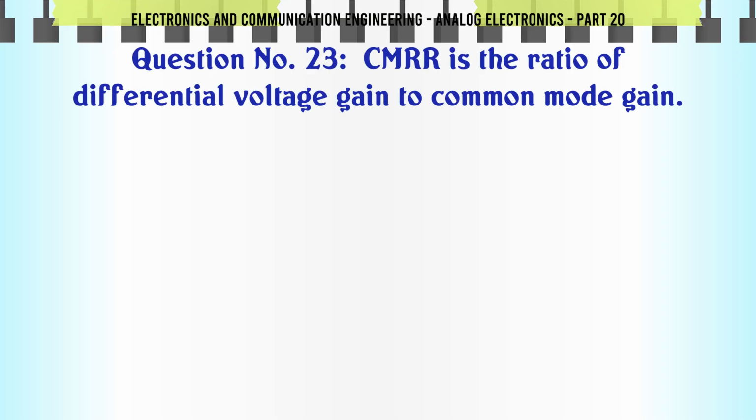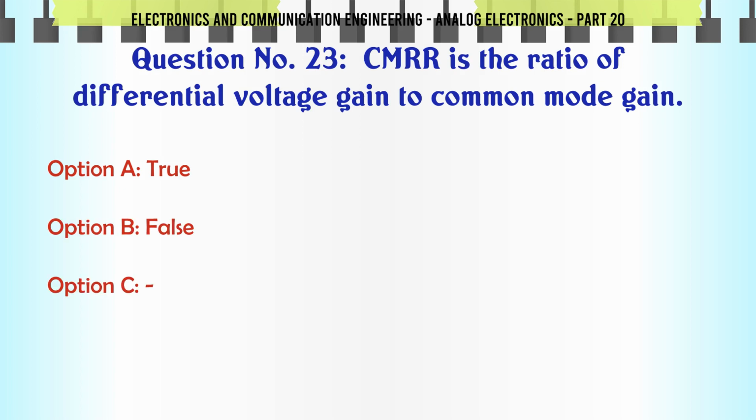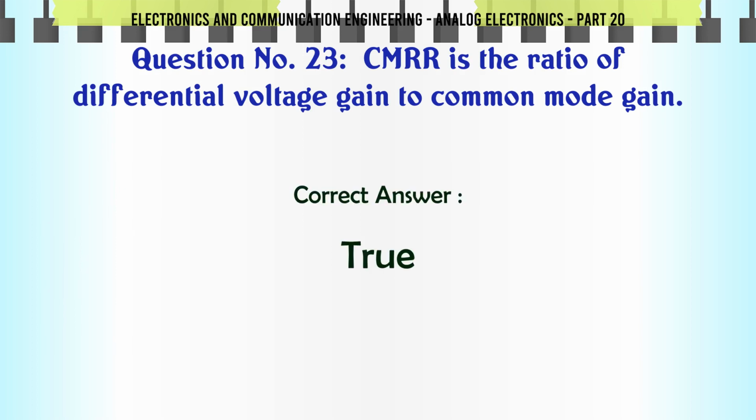CMRR is the ratio of differential voltage gain to common mode gain. A. True, B. False, C. D. The correct answer is true.